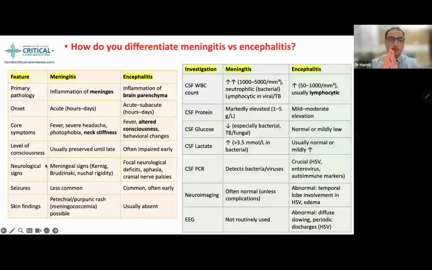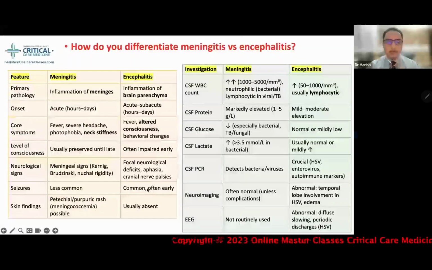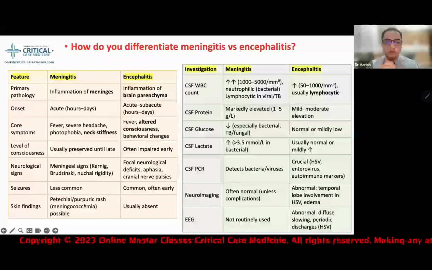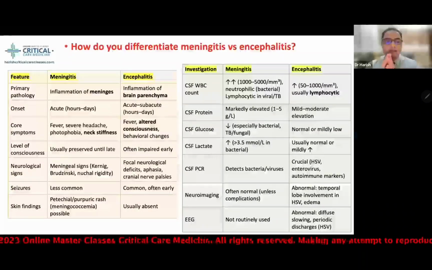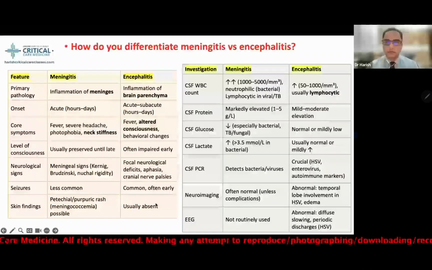Neurological signs like Kernig's and Brudzinski's signs and nuchal rigidity you can find in meningitis. Focal neurological deficit, aphasia, and cranial nerve involvement are common in encephalitis patients. Seizures are less common in meningitis and more common in encephalitis, often in the early phase. Skin findings like petechial purpuric rash, particularly meningococcemia, are possible in meningitis. Usually in encephalitis, skin findings are absent.